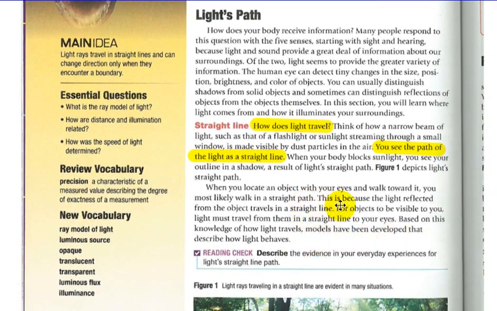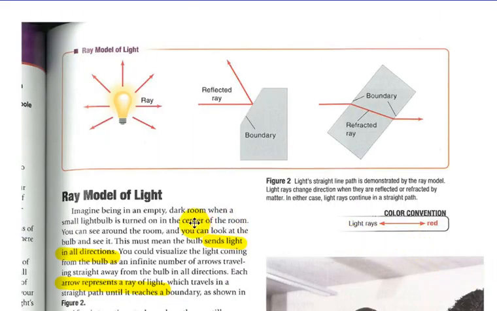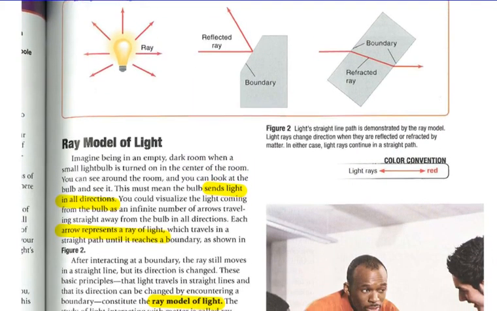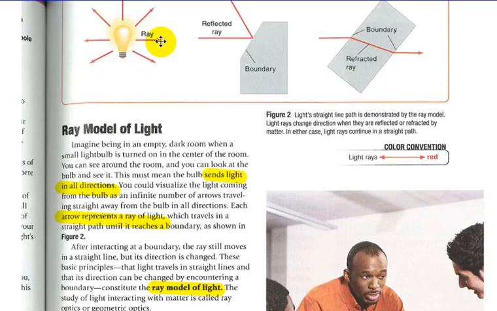When you locate an object with your eyes and walk toward it, you most likely walk in a straight path. This is because the light reflected from the object travels in a straight line. For objects to be visible to you, light must travel from them in a straight line to your eyes. Based on this knowledge of how light travels, models have been developed that describe how light behaves. So we think of light as a light ray.